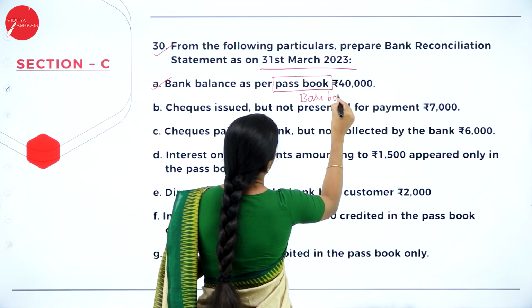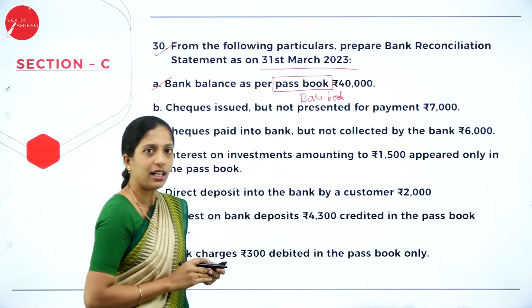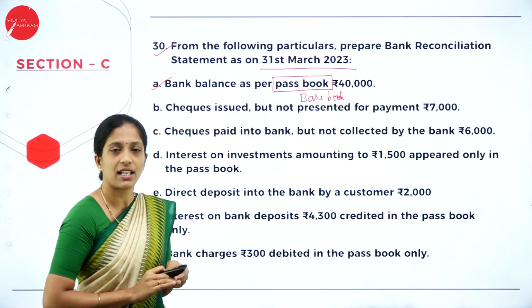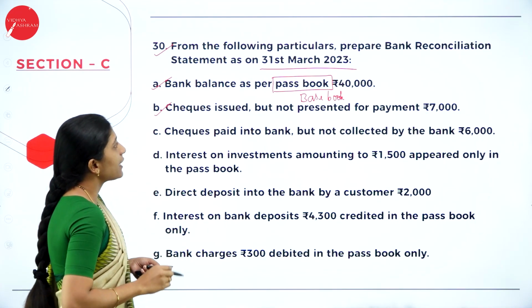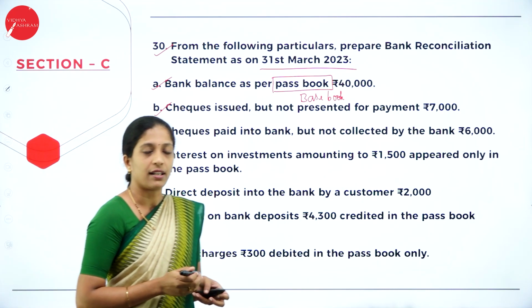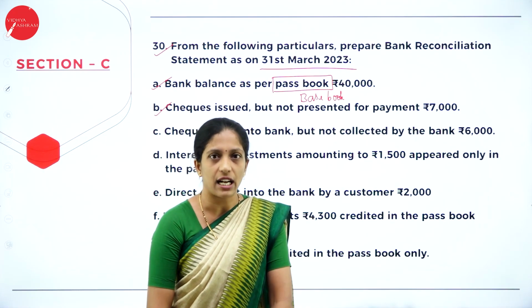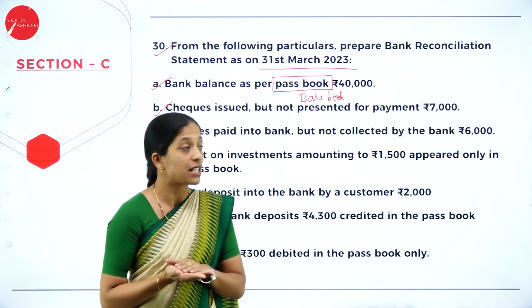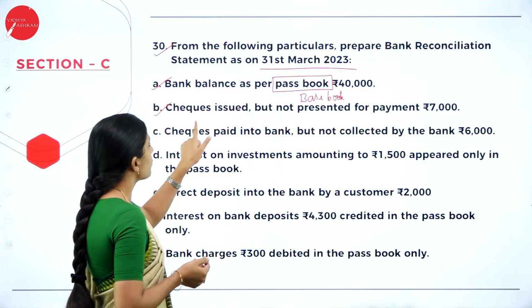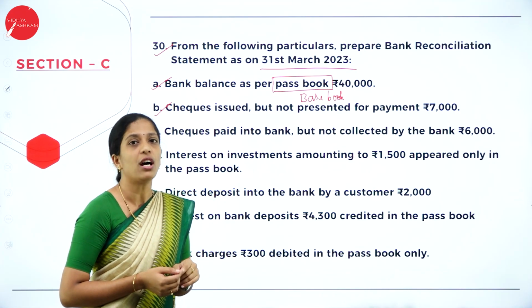So if you identify the base book, that's very easy to solve the problem, and it will be directly given in the question also. Now see the second transaction, check issued but not presented for payment. So I have told you actually there are 2 books, cash book and passbook. Now this is cash book and this is passbook. So what does the sentence mean? Check issued but not presented for payment.